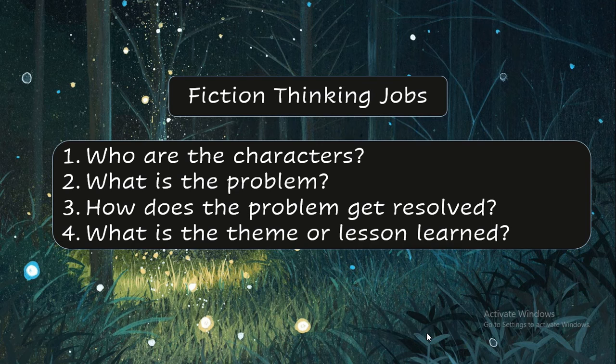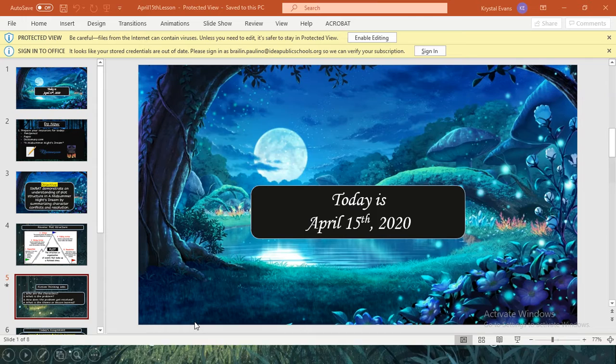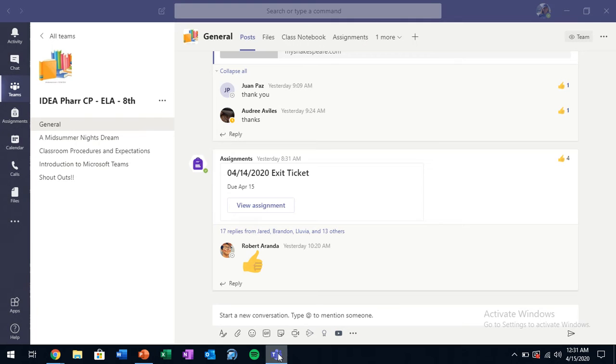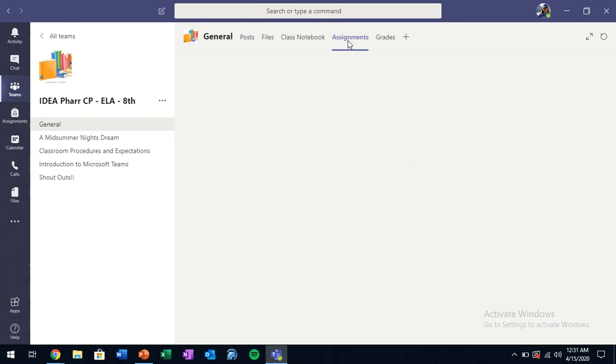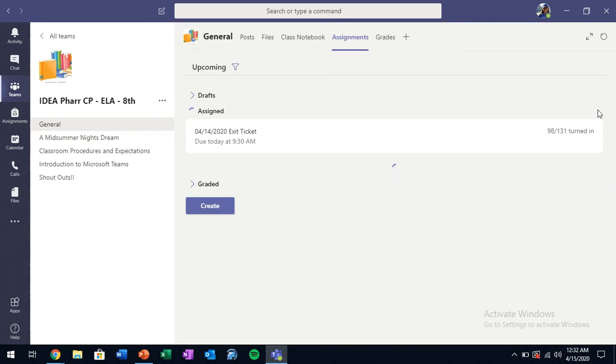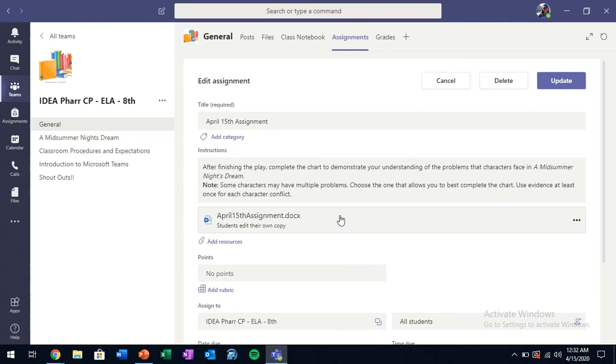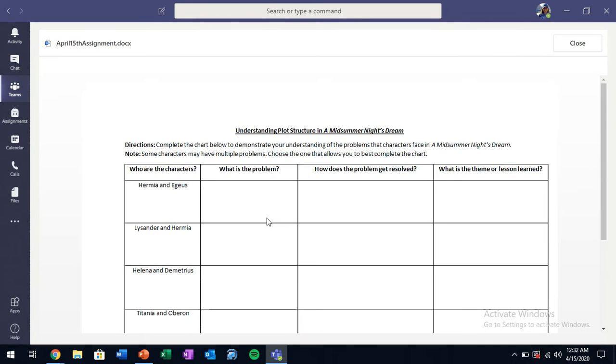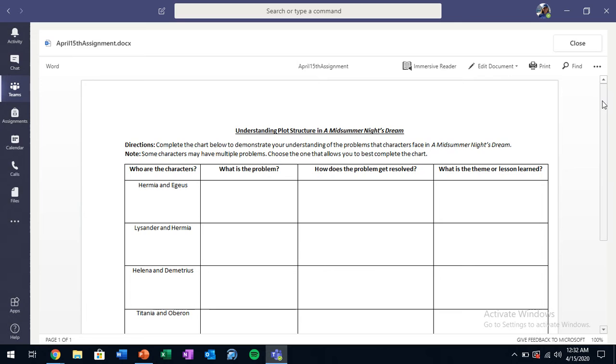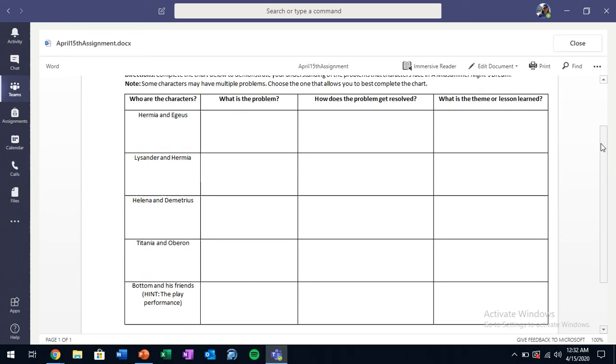If you go to your general tab in Teams, and you go to the assignments, you'll see that today you have an assignment that is titled April 15th assignment. And so this is going to basically be answering your fiction jobs for A Midsummer Night's Dream, but you are going to be doing it for each character conflict that we encounter. So that I know that you understand the plot structure of A Midsummer Night's Dream, because we have so many stories going on at once.